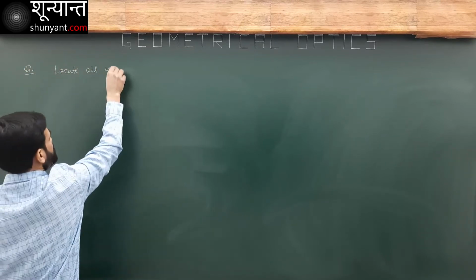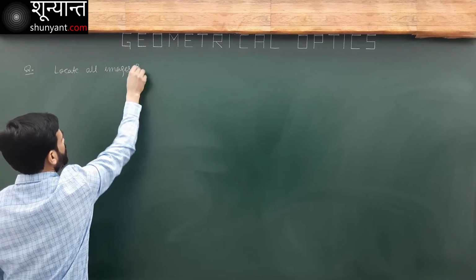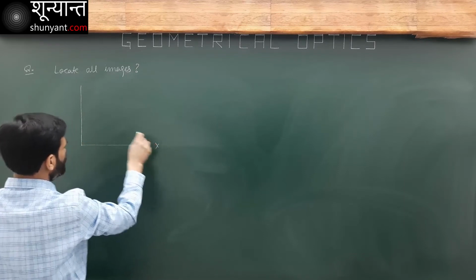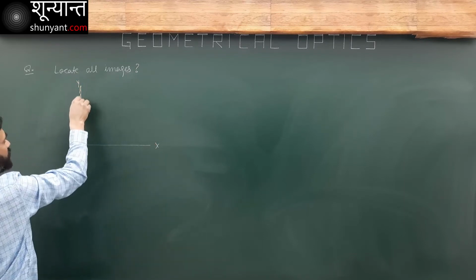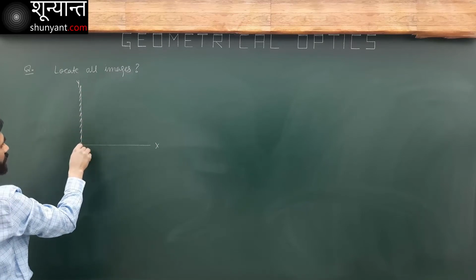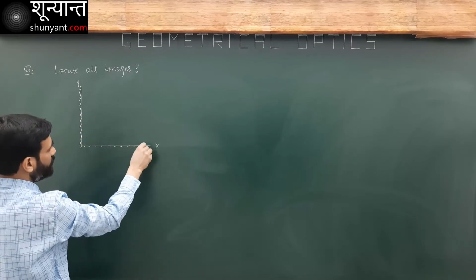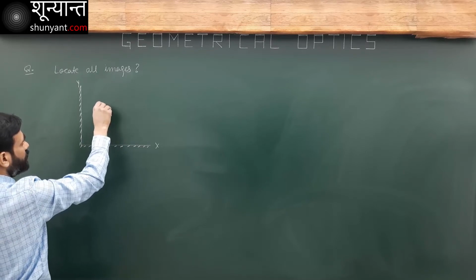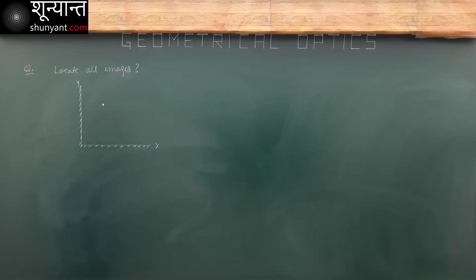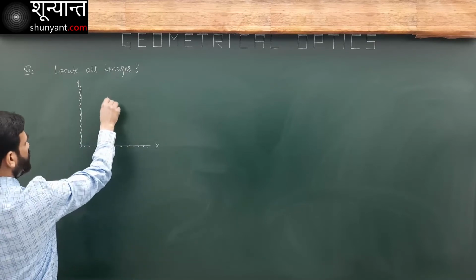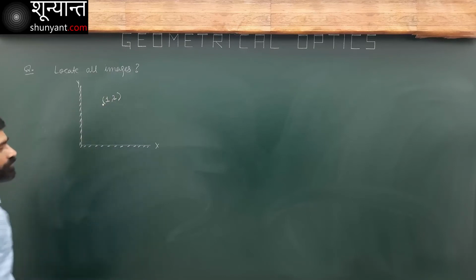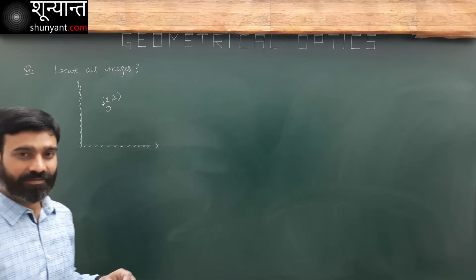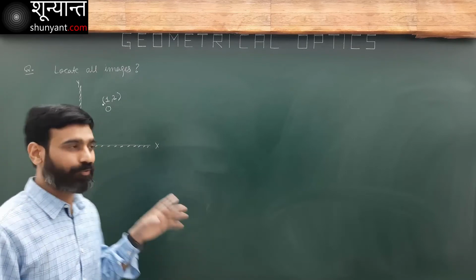Locate all images. X and Y, these are actually mirrors. And I have one object which is kept here. Let's say it is 1 and 2. This is my object. So there will be many images. You just have to find their coordinates, locate them.